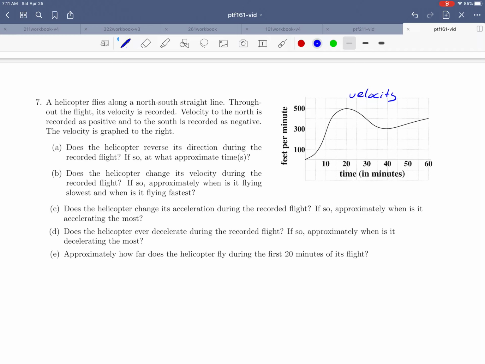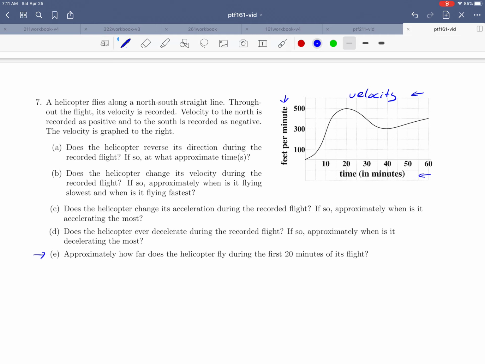Welcome back, everybody, to the continuation of problem 7. We've already worked through parts A through D of this problem, so we're going to look at part E. Just to refresh our memory on what the problem is all about, we're given the graph of the velocity of a helicopter. Notice the units here. Feet per minute is our velocity unit, and minutes is our time unit. Part E would like us to estimate how far the helicopter flies in the first 20 minutes of flight.